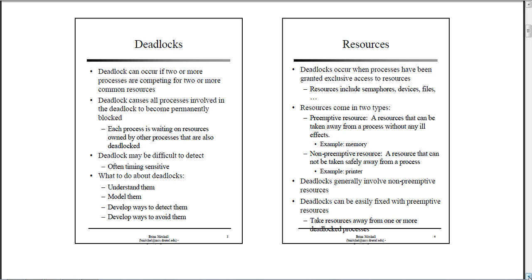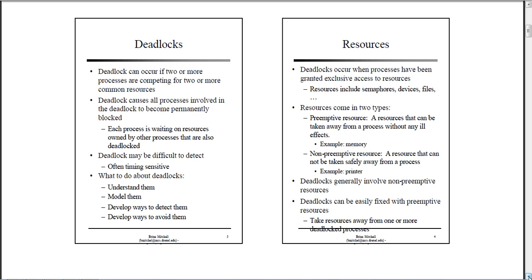Deadlocks. Deadlock can occur if two or more processes are competing for two or more common resources. Deadlock causes all processes involved in the deadlock to become permanently blocked. Each process is waiting on resources owned by the other processes that are also deadlocked. Deadlock may be difficult to detect, often timing sensitive. What to do about deadlocks: understand them, model them, develop ways to detect them, and develop ways to avoid them.